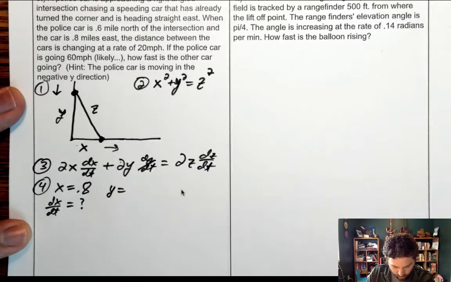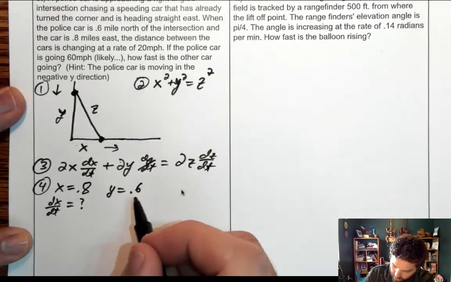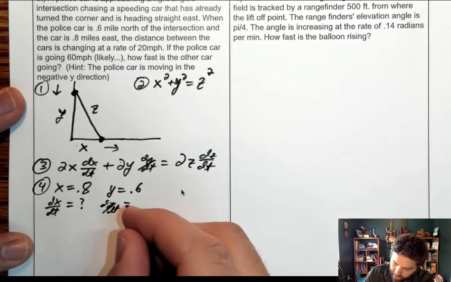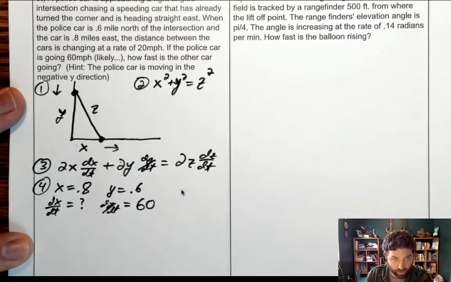After pausing the video. We also know that the police car is 0.6 miles north of the intersection. So that's 0.6 miles for y. dy/dt, we know that is 60. 60 miles per hour is how fast the car is going. And it's a negative 60.